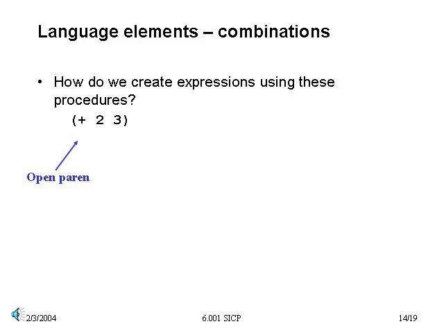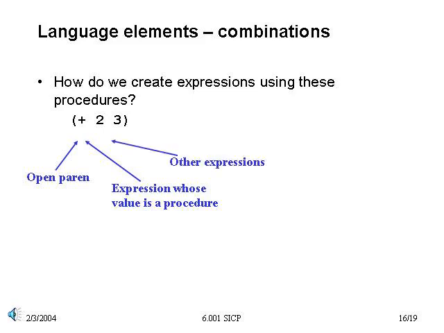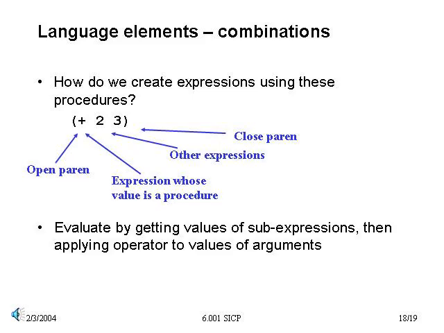consisting of an open parenthesis, followed by an expression whose value, using the rules we are describing, turns out to be a procedure, followed by some number of other expressions whose values are obtained using these same rules, followed by a matching close parenthesis. This form always holds for a combination. So there's the syntax for a combination. An open paren, an expression whose value is a procedure, some other set of values, and a close paren.